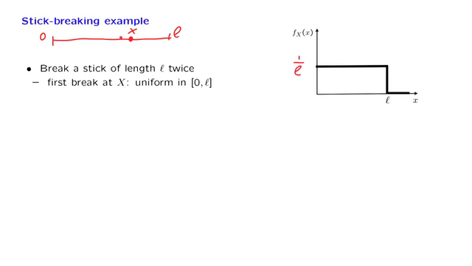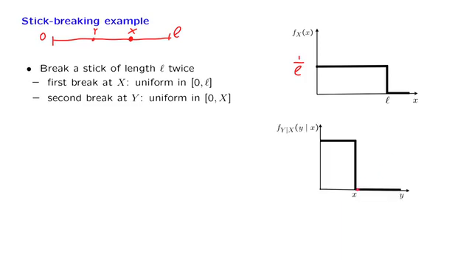over L. Then we take the piece of the stick that we are left with, which has length X, and we break it at a random location, which we call Y, and we assume that this location Y is uniformly distributed over the length of the stick that we were left with. What does this assumption mean? It means that if the first break was at some particular value little x, then the random variable Y has a conditional distribution which is uniform over the interval from 0 to x. So the conditional PDF is uniform.